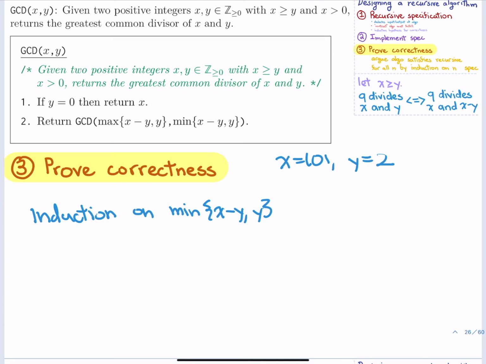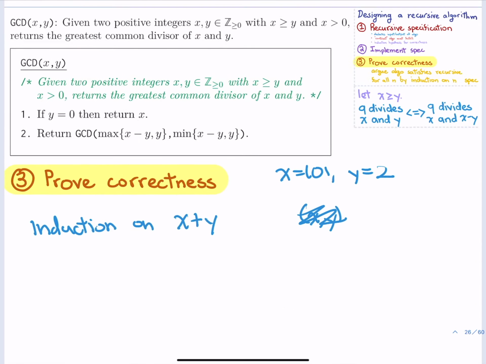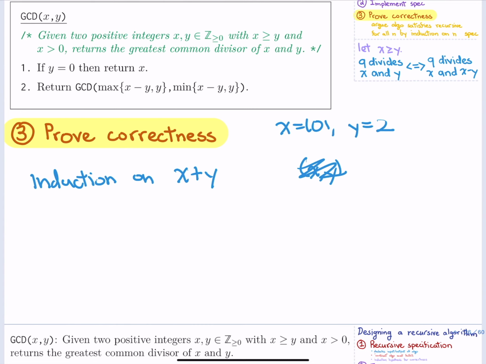It'd be nice to find something that goes down with every recursive call. Yeah. X plus y. X plus y does go down, and it's one number, so I don't have to worry about justifying two numbers. You can, in principle, do induction over pairs x, y, but it's a little fancier. Okay, so we can do a proof by induction on x plus y, right? All right.